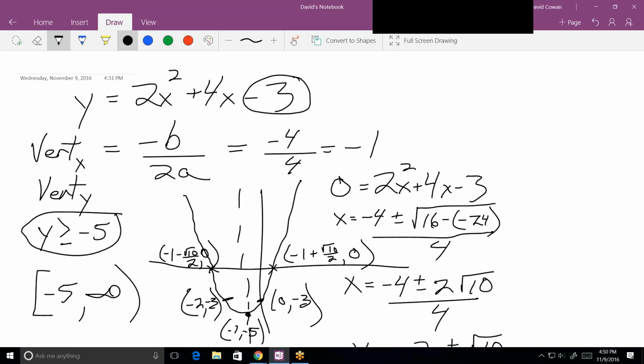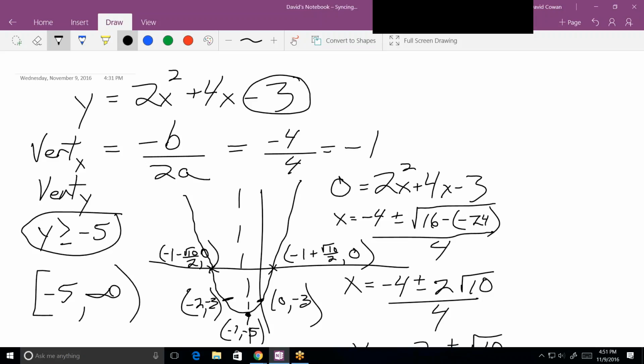And then solving for all the other points, solving for the y-intercept was really easy. Solving for the point on the other side was really easy because it's symmetrical. The only tough part was solving for the x-intercepts. Well, she didn't actually say she needed the x-intercepts. That's true.